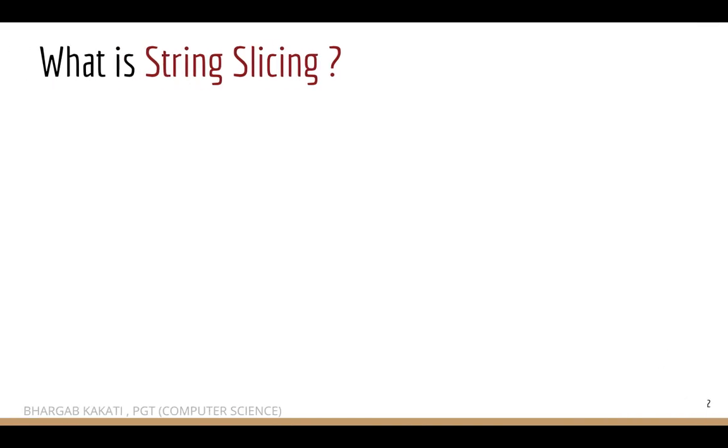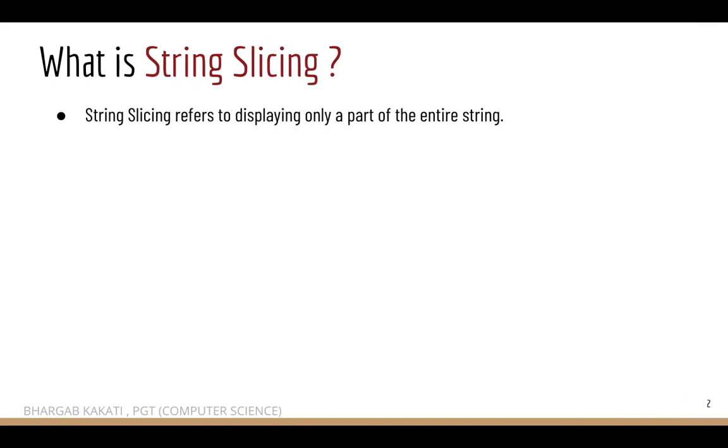So what do we mean by string slicing? String slicing refers to displaying only a part of the entire string. Suppose we have a string called India and we don't want to display the entire string, but only a part of it, then it is referred to as string slicing. Now, how is string slicing done? String slicing is done in Python using a range of indices.